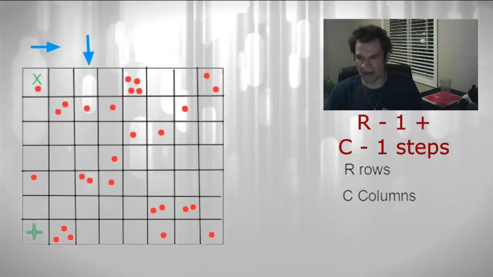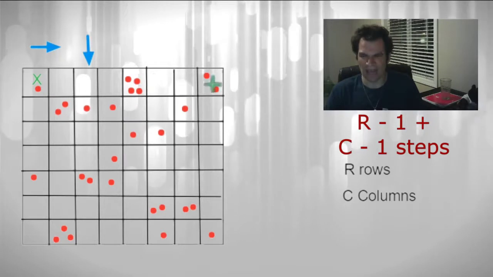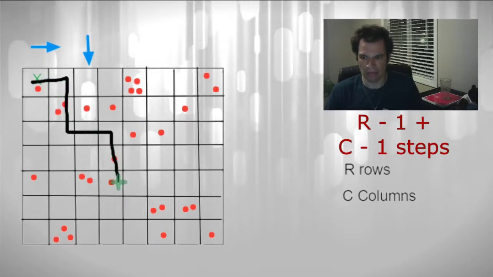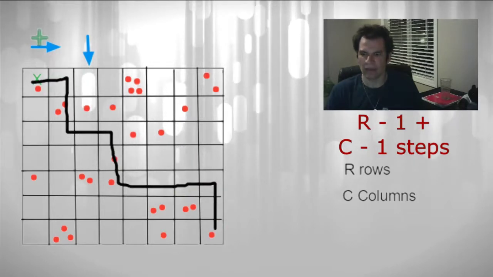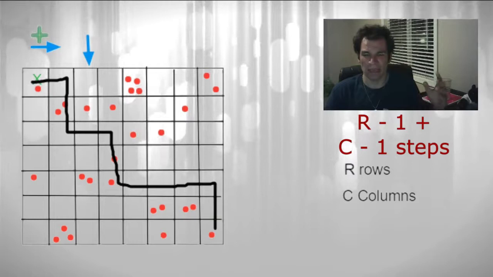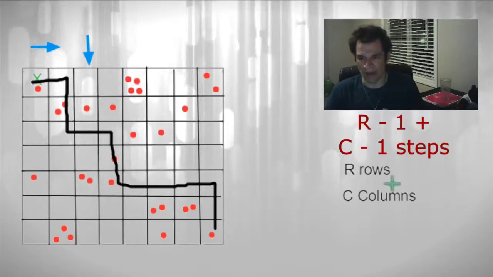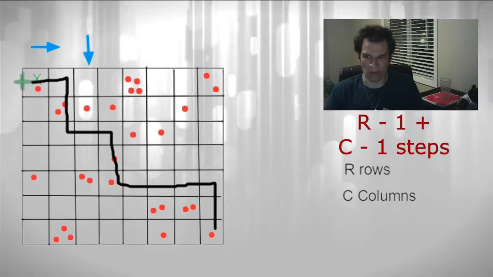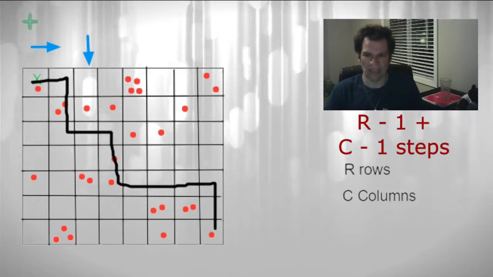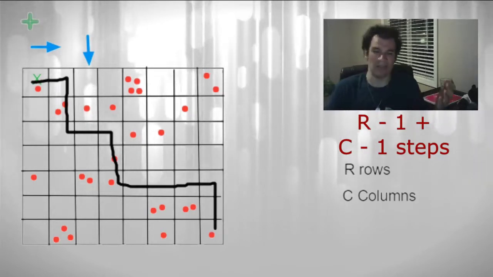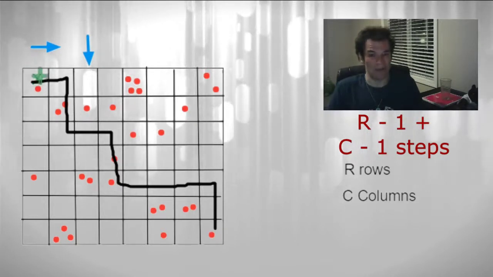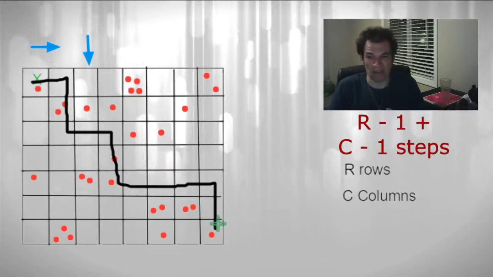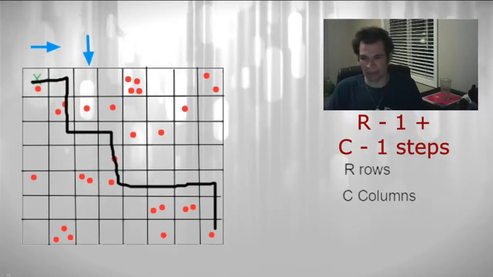Here, for example, there are 7 rows and 8 columns. So if we take something like this, I'm just being arbitrary. The number of times it went down was R minus 1, because it has to go down the number of rows minus 1 to move from this row to this row. It has to move right C minus 1 times, because to move from column 1 to column C, it needs to move C minus 1 times.